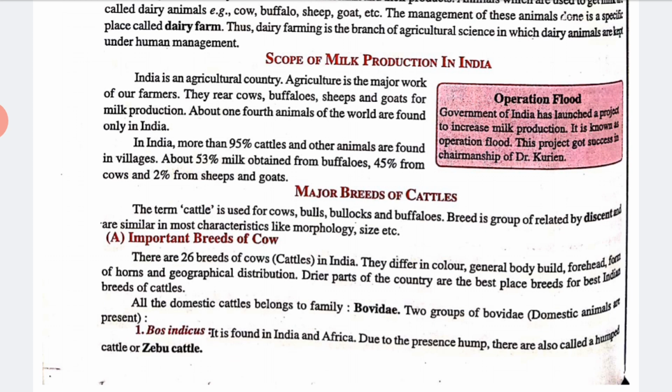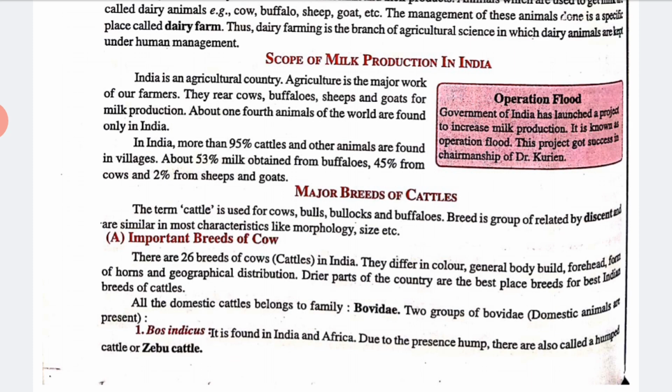So India is an agriculture country. Agriculture is the major work of our farmers. They rear cows, buffalo, sheep, goat for milk production. About one fourth of the animals of the world are found only in India. And in India, more than 95% of cattle and other animals are found in villages. And about 53% of milk is obtained from buffaloes, 45% from cows, and 2% from sheep and goats. So this is the scope of milk production in India.